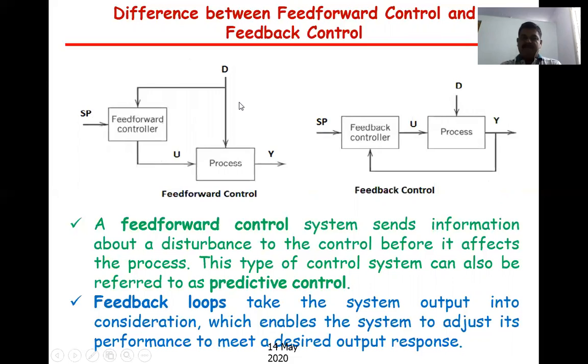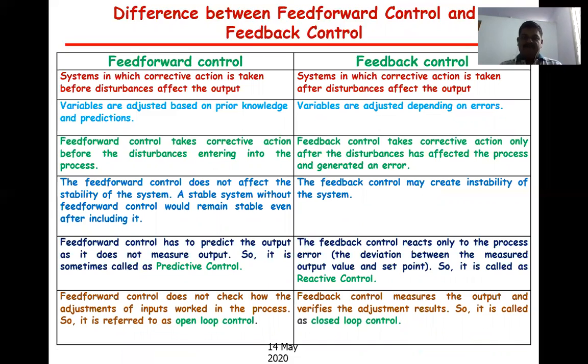But feed forward control sends the information about the disturbance to the controller before it affects the process. In feedback, the disturbance occurs in the process, then you get the output, and then the output is compared. If the disturbance is given directly to the process, it will affect the process. But here, the disturbance goes to the feed forward control first. This type of control system can also be referred to as predictive. Feedback loops take the system output into consideration, which enables the system to adjust its performance to meet the desired output response. This is the basic difference between feedback and feed forward.